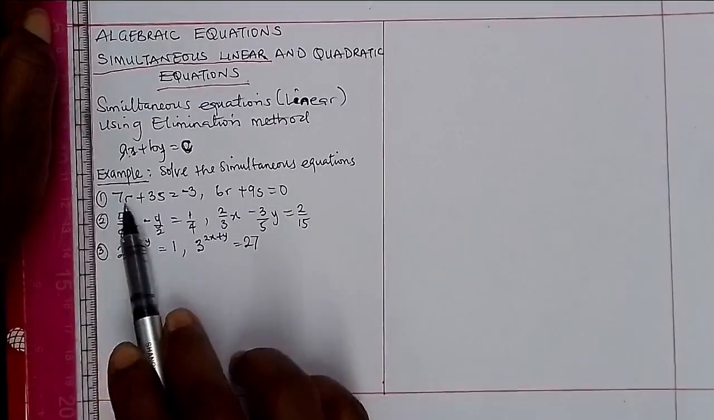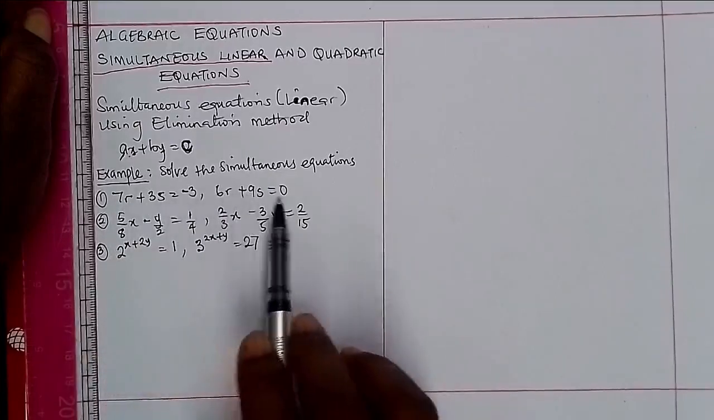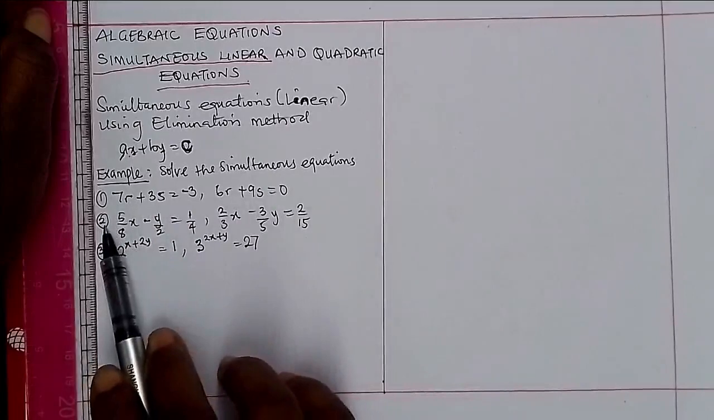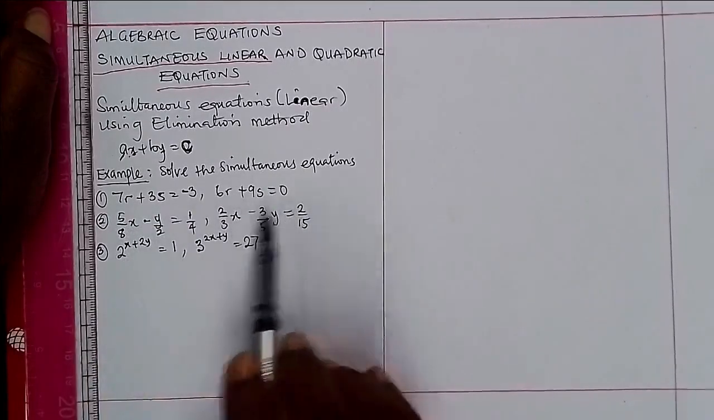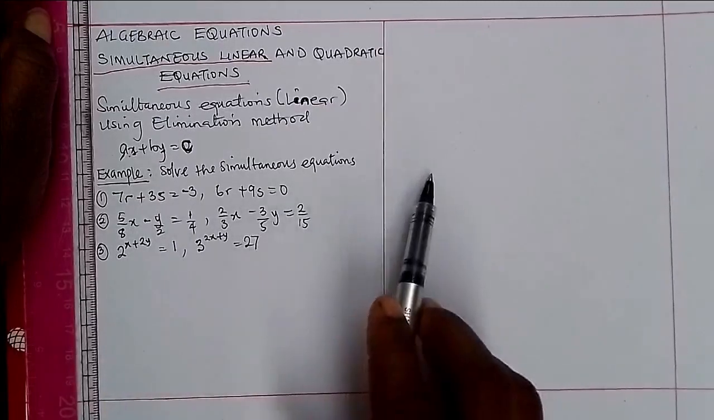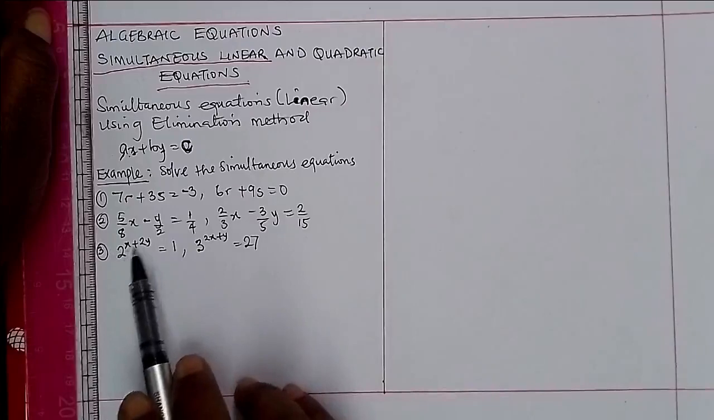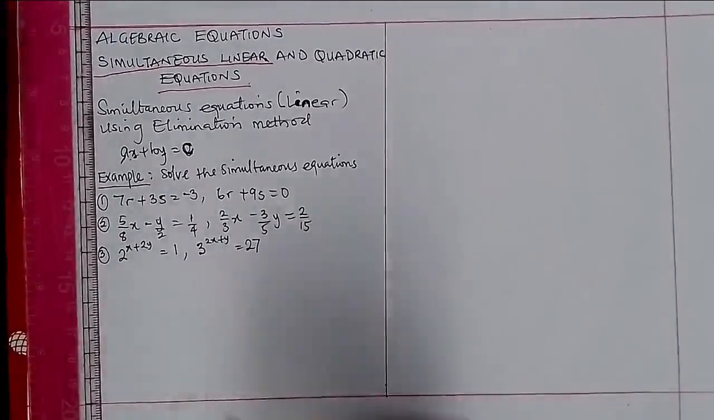In the first example, we have r and s as the unknowns. Look at the first equation, the second equation. In the second example, we have x and y as the unknowns. We are going to solve them simultaneously to get the unknowns. In the third one, we still have x and y as the unknowns. All right, let's start with the first one.